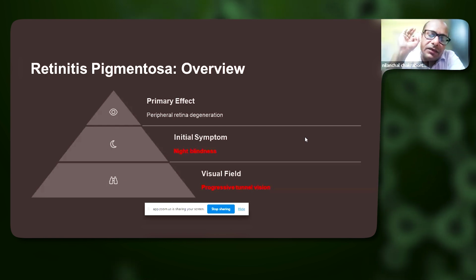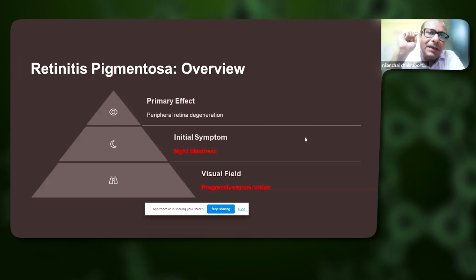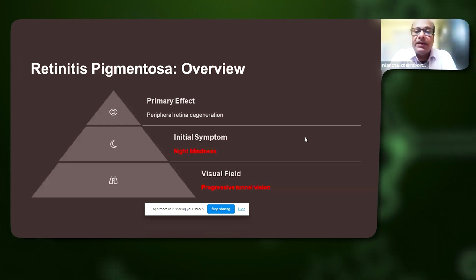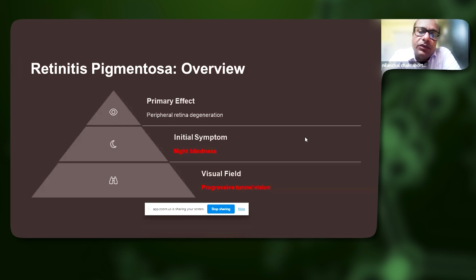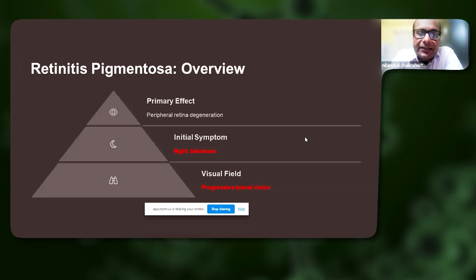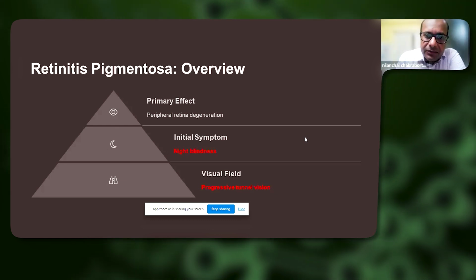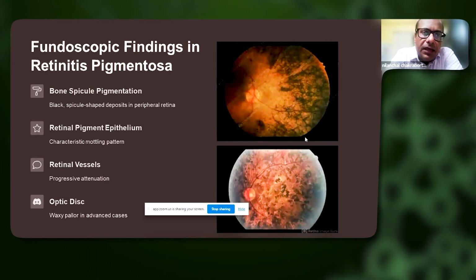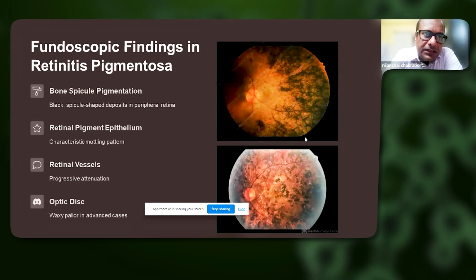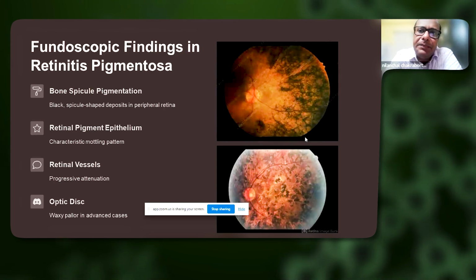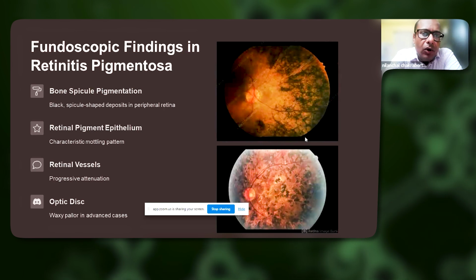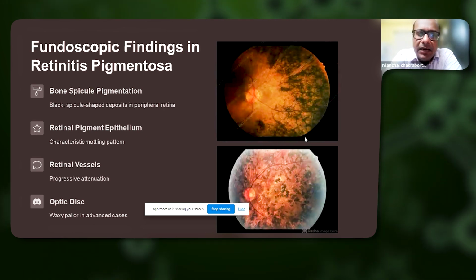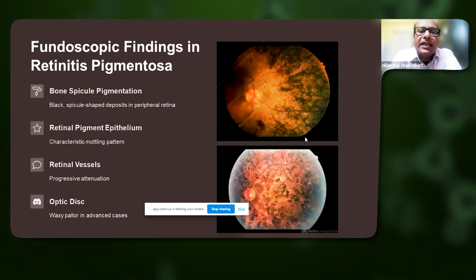So night blindness and progressive tunnel vision are pathognomonic of retinitis pigmentosa. So again repeating, in a young gentleman with a family history, night blindness with progressive tunnel vision is a pathognomonic sign of retinitis pigmentosa. And the fundoscopic findings will be bony spicule-shaped deposits in the peripheral retina, a mottling pattern, and progressive attenuation of the retinal blood vessels, not a rapid narrowing, not hemorrhages.